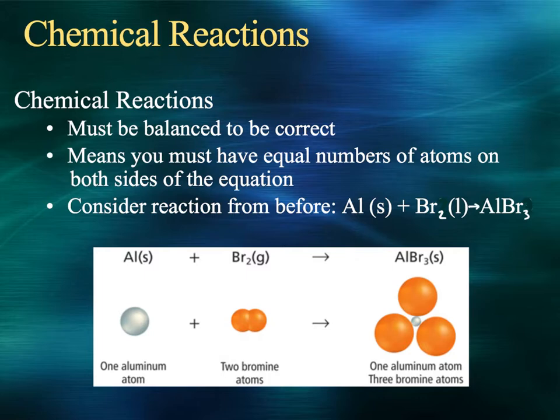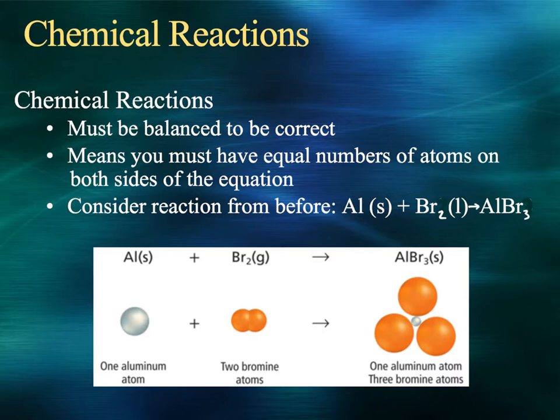Okay, so for a chemical reaction to be useful to us, it's got to be balanced. Okay, we have to have things balanced. That means you have to have equal numbers of atoms on both sides of the equation. So consider that reaction that we've been looking at here. I hate how this thing always undoes the formatting I put into it, but whatever.